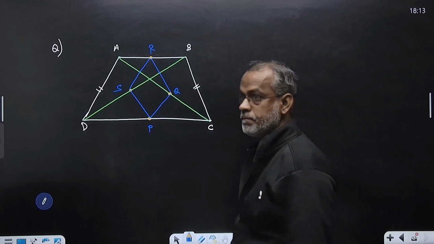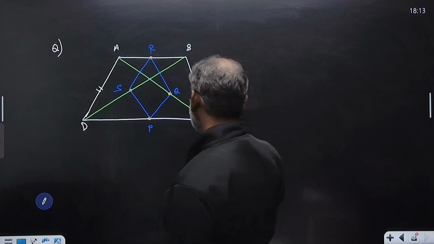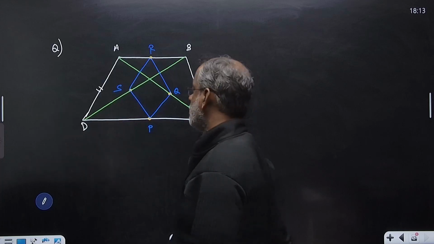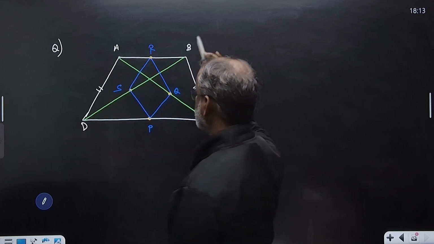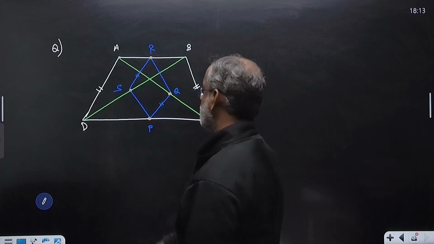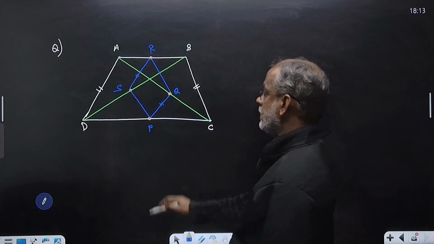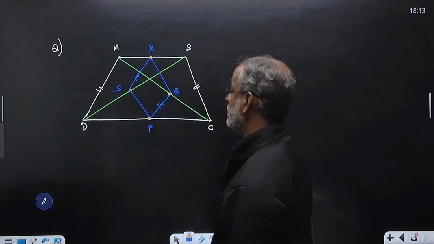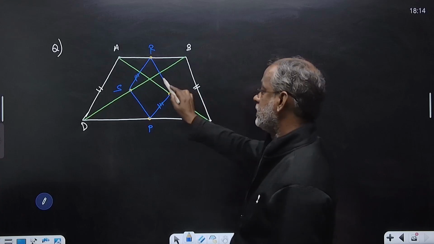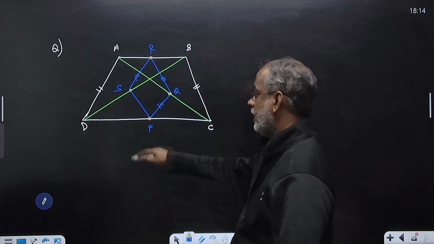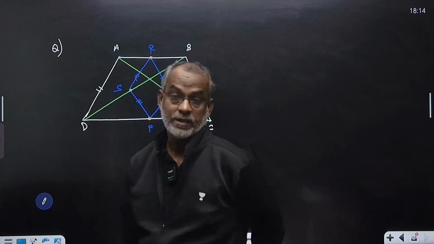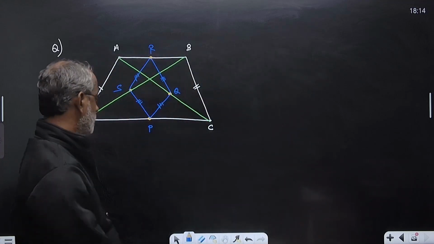Okay, so by midpoint theorem, you can say in triangle ACD, PQ is half AD. In triangle ABD, RS is half AD. So these two are equal. Similarly, here you can say QR is half of BC and PS is again half of BC. So you can say all the four sides of this quadrilateral are equal. This will be a rhombus.